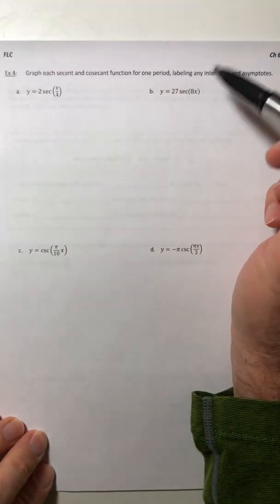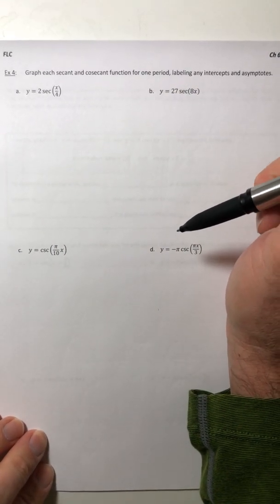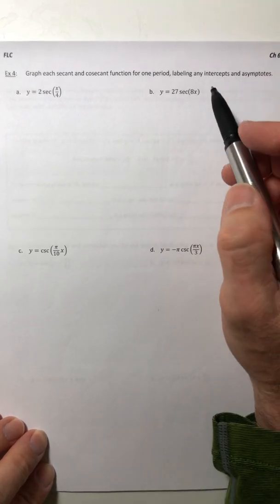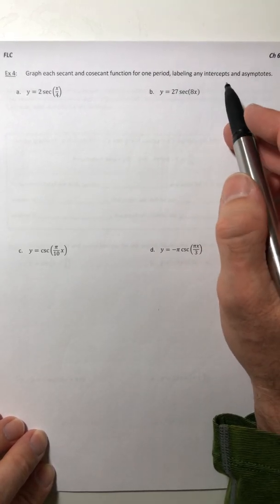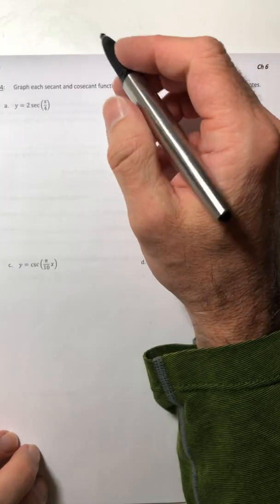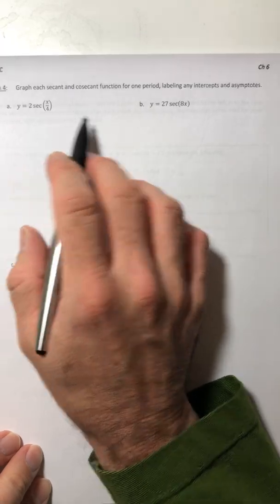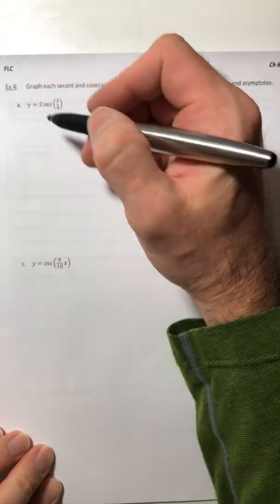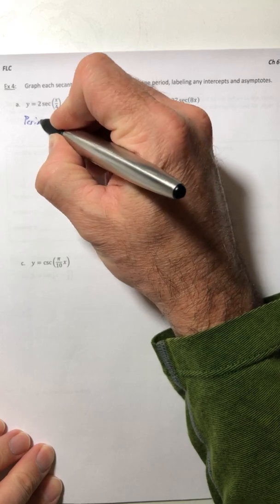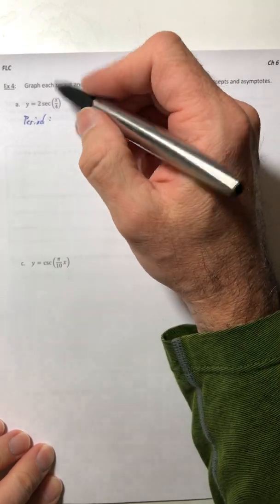All right, let's take a look at the secant and cosecant curves with a period change. So just like the other two, tangent and cotangent, you got to label any intercepts and asymptotes. Okay, so 2 secant of x over 4. So the period can go straight there because there's no amplitude.